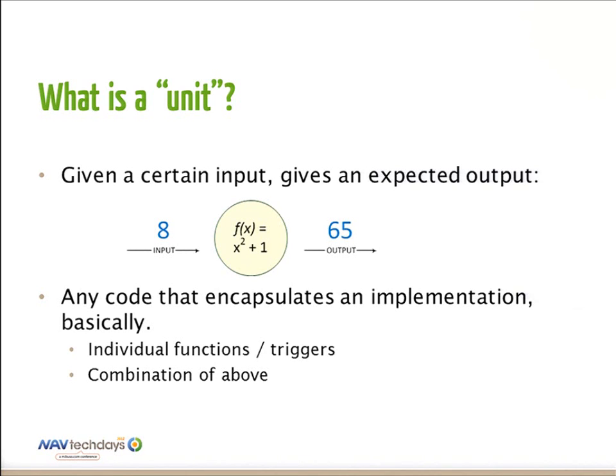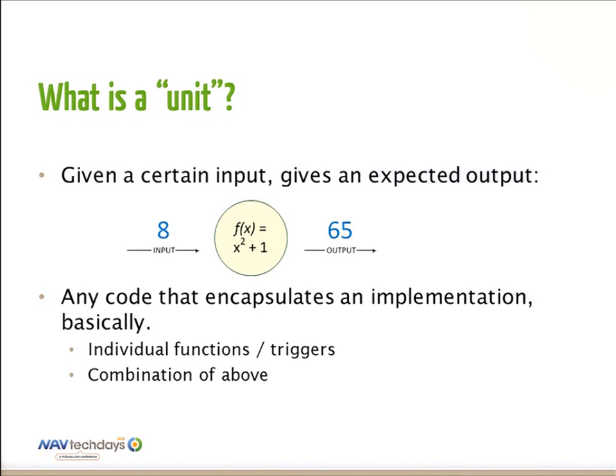And then one can make a test. So in this case, for example, if the output here was 64 or 66, it would have been wrong, and our test would have failed. And we would have successfully maintained the contract of the unit.